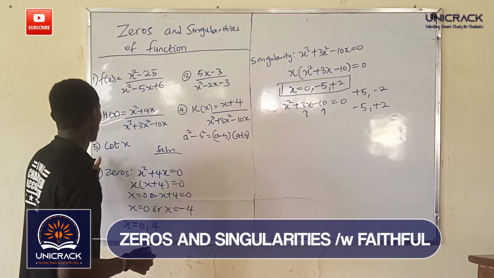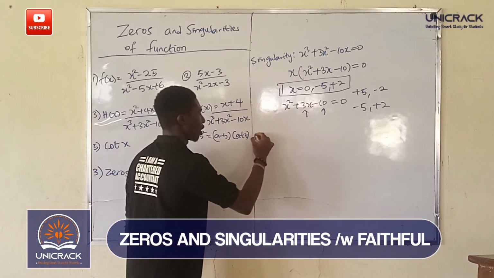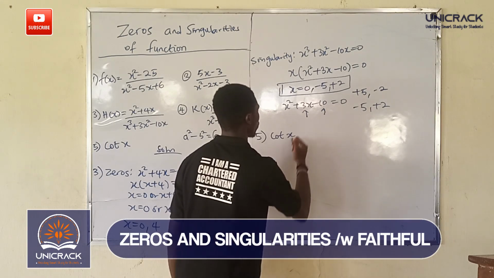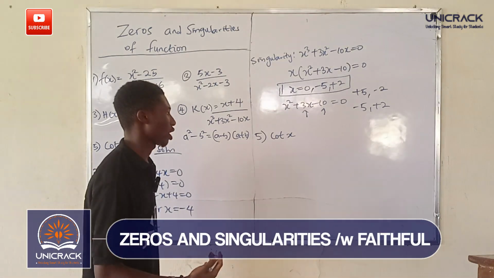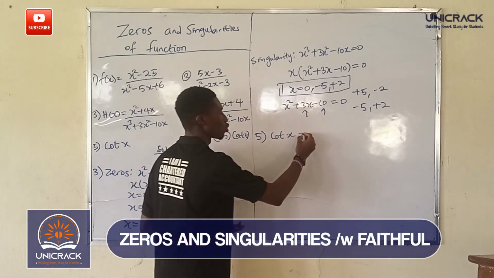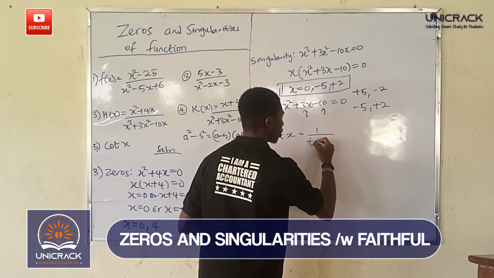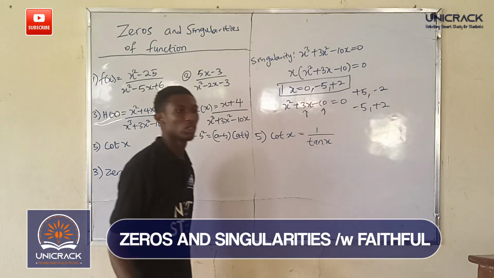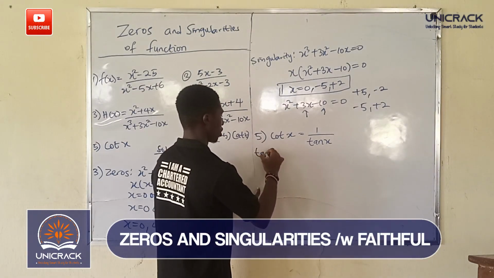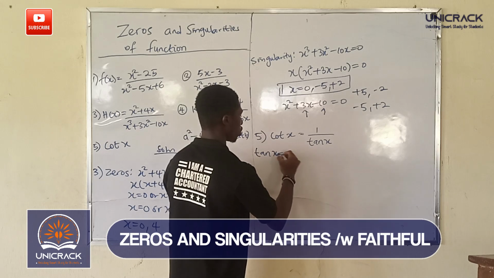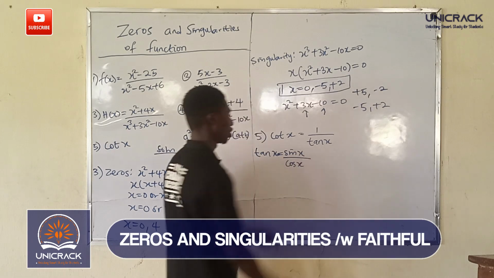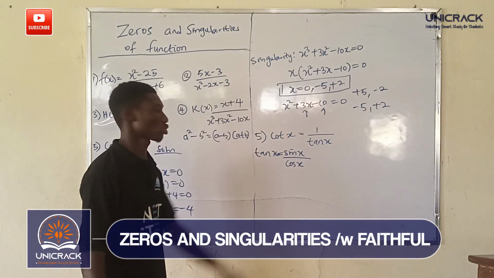So to the last question, which is question number 5, we have cot of x. We are meant to find the zero of cot of x and the singularity of cot of x. Now cot of x, from trigonometric functions, is equal to 1 all over tan of x. Now tan x is equal to sine x all over cos x. So tan x is equal to sine x over cos x.